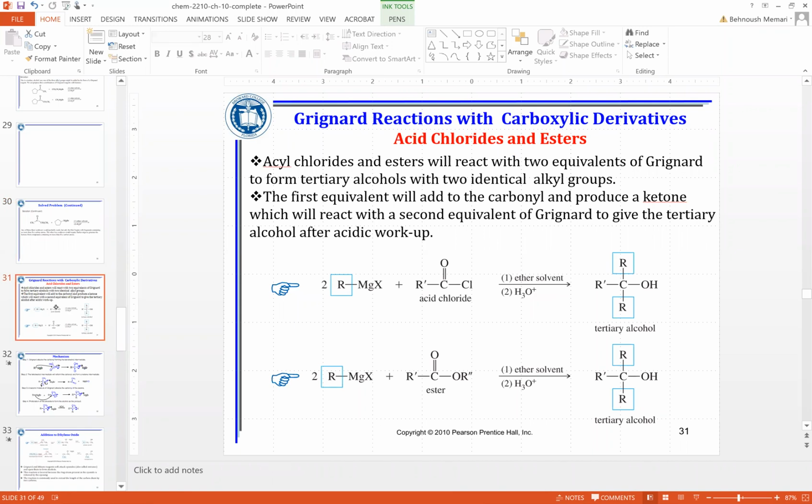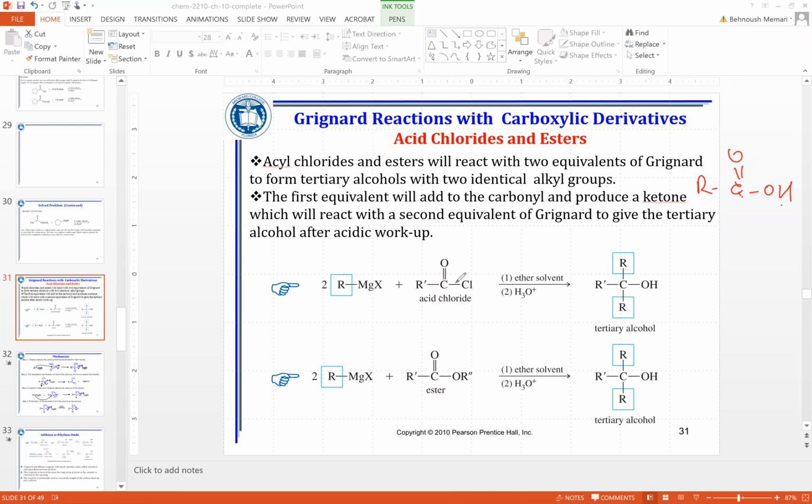Okay, if you add Grignard to acid chlorides and esters, these are known as carboxylic acid derivatives. Basically, if you have a carboxylic acid, it looks like this, COOH. If you remove OH and you place Cl, you get an acid chloride. So this is known as a derivative of carboxylic acid. You add water to this, you hydrolyze, and it's going to go back to carboxylic acid.